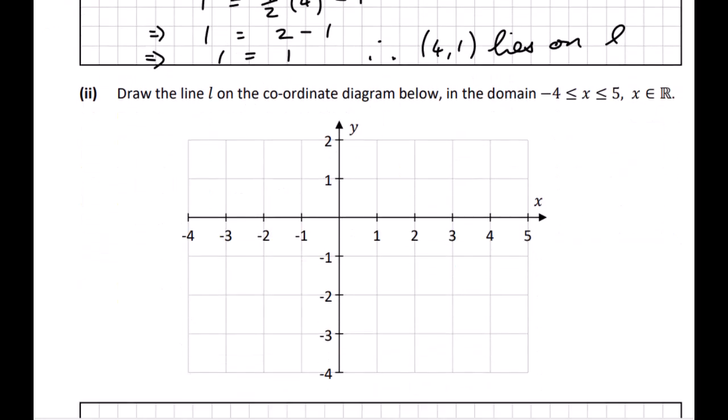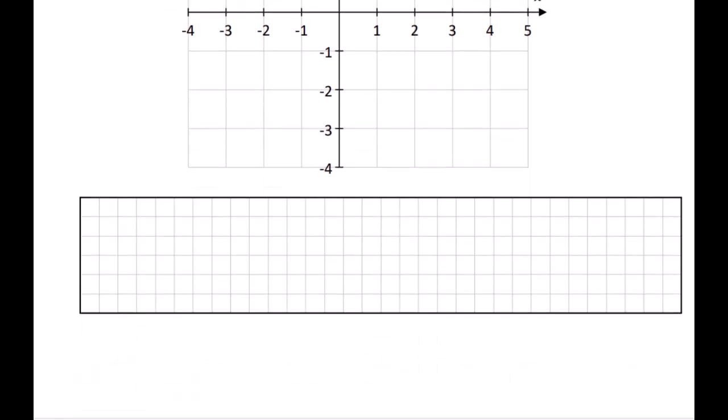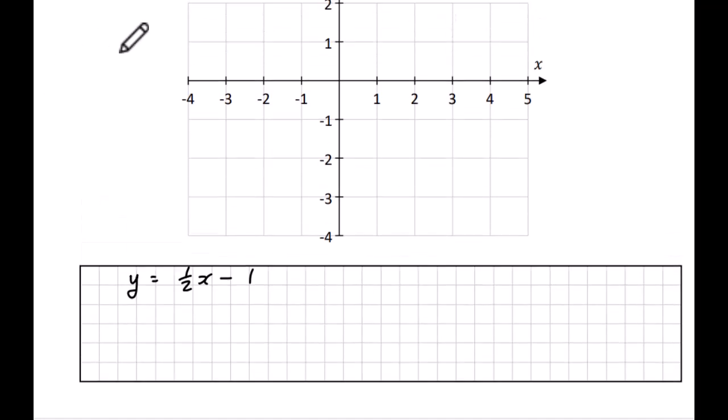Draw the line L on the coordinate diagram below in the domain -4 to 5. Okay, so what we need to do here, just look at our line. Our line equation, rather, is going to be y is equal to half x minus 1. So let's put in a few points. To draw a straight line, you don't need too many points. You need the first one, the last one, and maybe one in the middle. We already know that (4, 1) lies on the line, so we could maybe plot that anyway. So (4, 1) is here. Let's do a few more.